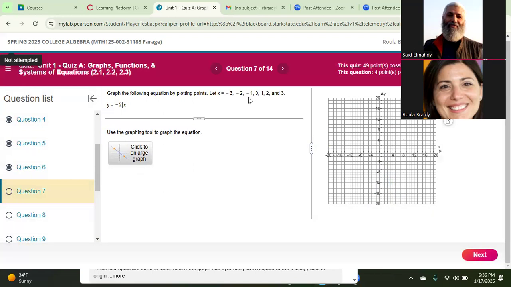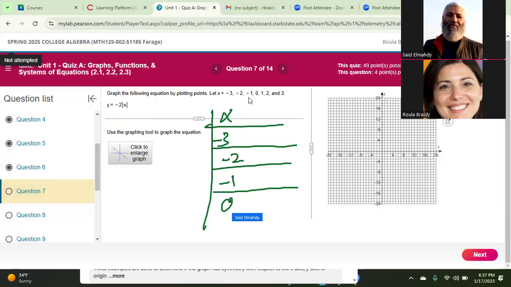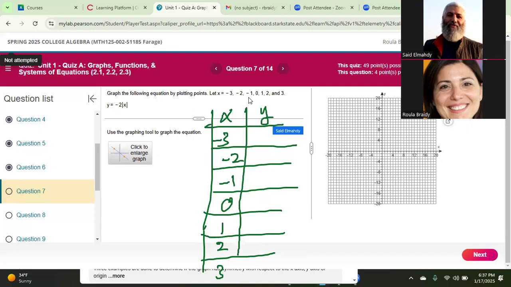All right. So this one, the same as the other one. Let's do it. Let's say x is -3, -2, -1, 0, 1, 2, and 3. And the equation is y equals absolute value of x minus 2. So -2, absolute value -3. -2, absolute value -2. -2, absolute value -1. -2, absolute value 0, correct?